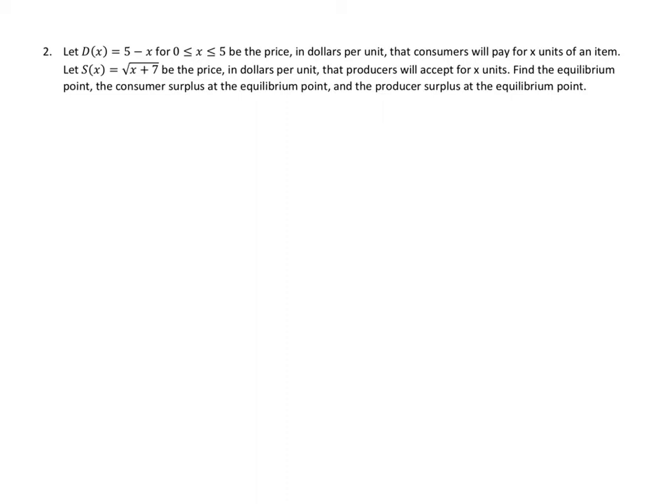So this problem is very similar to the first problem we did. To find the equilibrium point, we're going to set the demand function equal to the supply function. So that's going to look like d of x equal to s of x. So we're setting 5 minus x equal to the square root of x plus 7, and then we're going to solve for x. Keep in mind the equilibrium point is where the demand and supply functions equal one another.